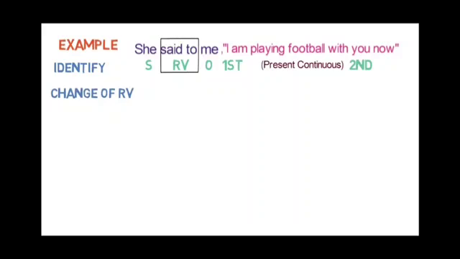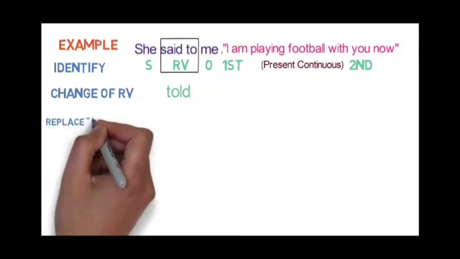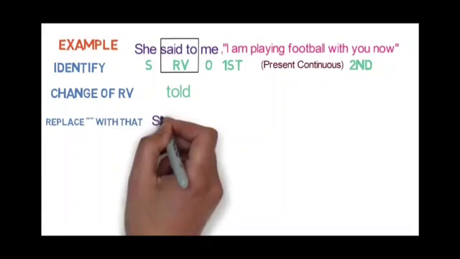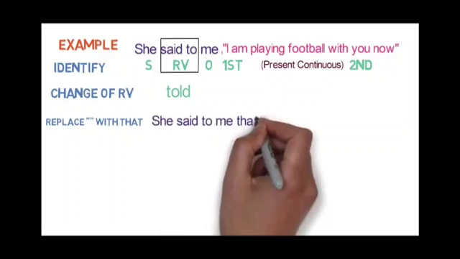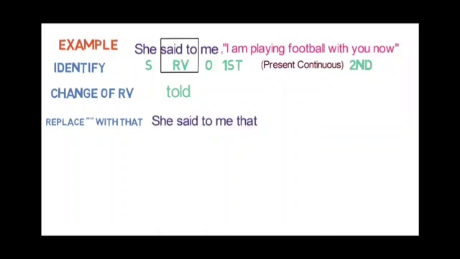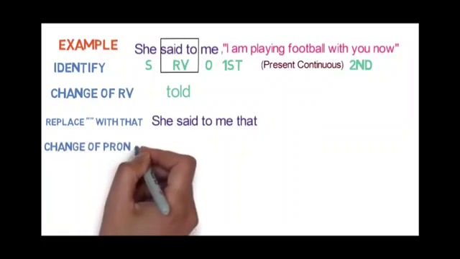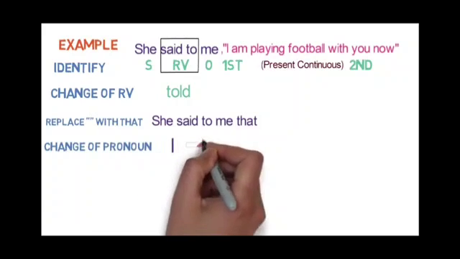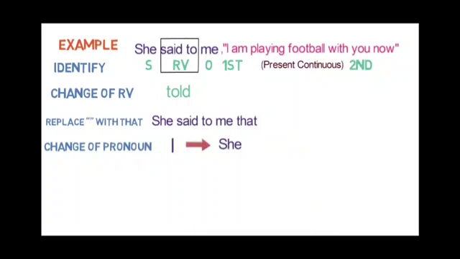At first you see said to will change into told. She told me. Now I told you that when you are removing inverted commas, then what you have to do? When you are replacing that, then you will use that. She told me that she was playing football with me now. Next is, see, she said to me that. Change of pronoun, I told you she will change according to this subject, means subject will come according to subject. Object will change according to object.